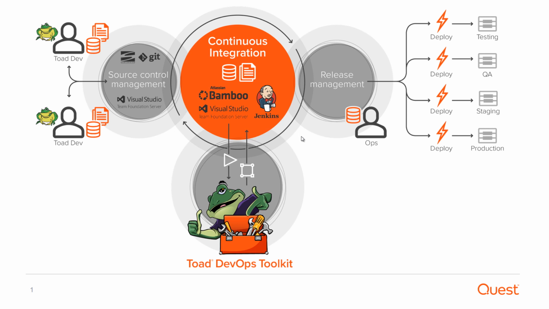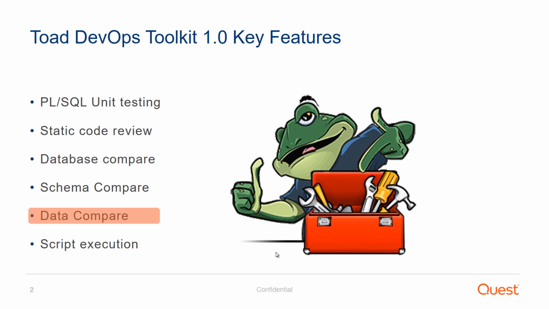The Toad DevOps Toolkit supports access through a number of languages, but the focus of this video will be on PowerShell. It is assumed for this video that you have knowledge of PowerShell, continuous integration platforms like Bamboo and Jenkins, and an understanding of the Toad feature being discussed.